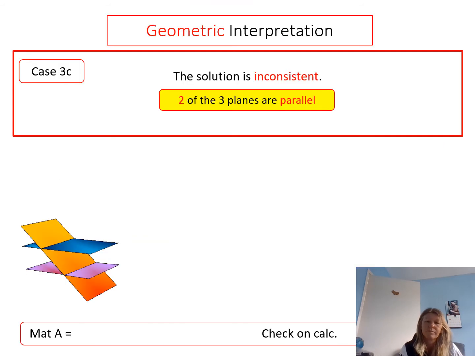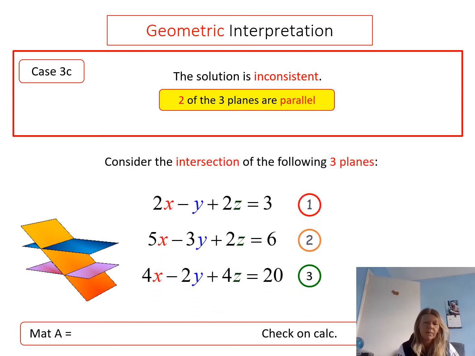The other option is where you get two planes which are parallel and the third one isn't; the equations will still come out inconsistent. Here you go. So if you put in matrix A as 2, minus 1, 2, 5, minus 3, 2, 4, minus 2, 4.